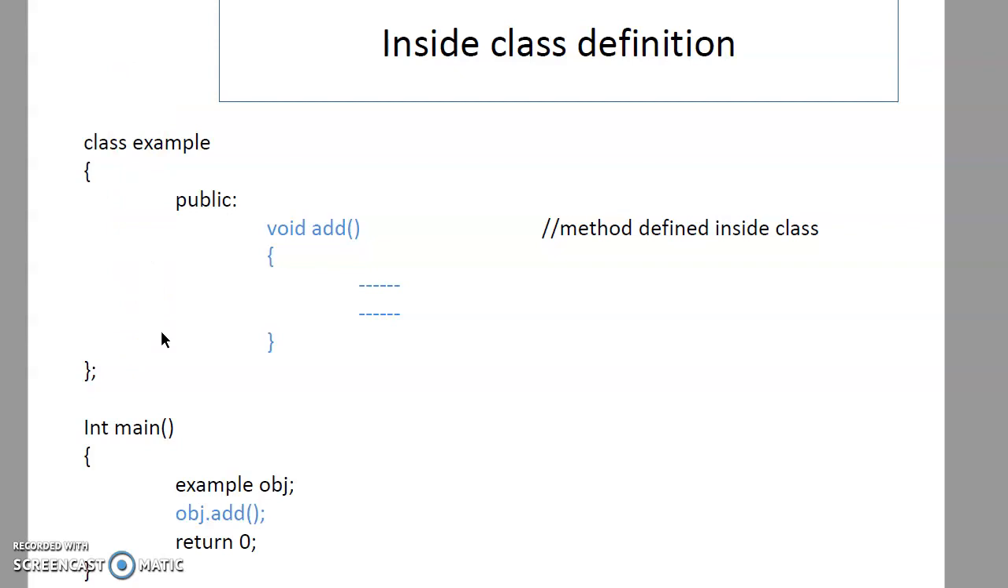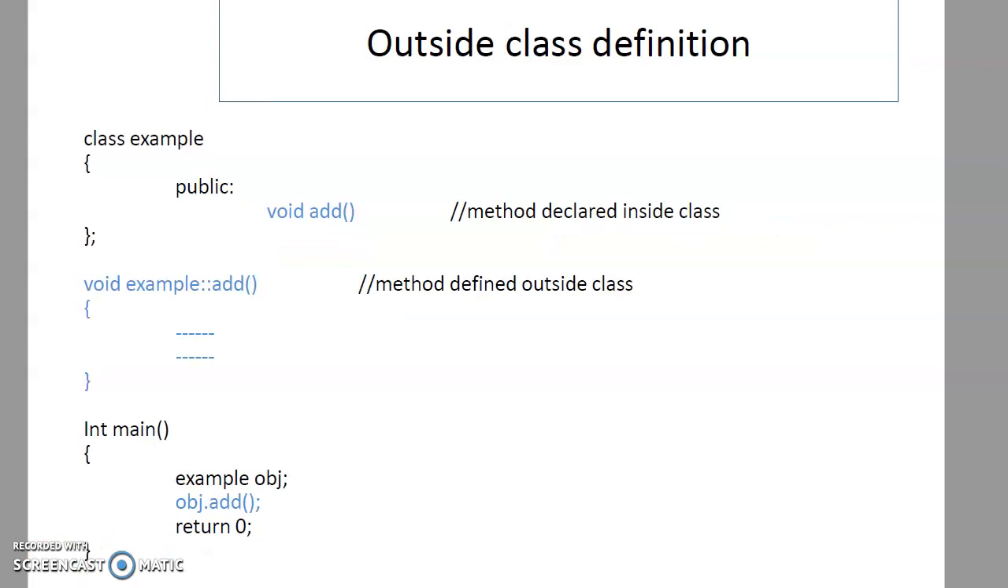And how do you access a method? In the main, you create an object of the class. The class name is example, so example space object name obj will create an object of class example. You access that method using object name dot method name, so obj dot add with opening and closing round brackets. This is how the add method will be executed in this program. This is the inside class definition for the method add.